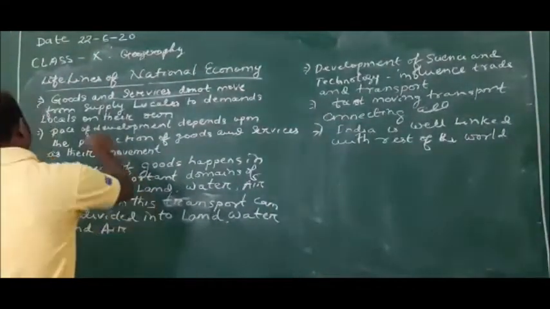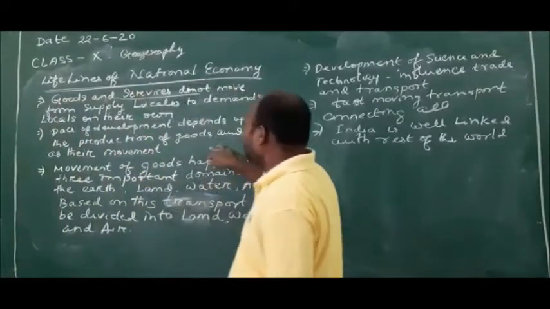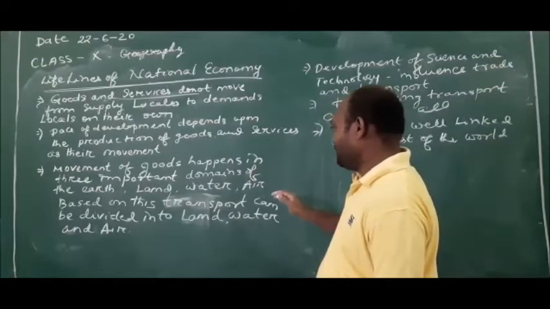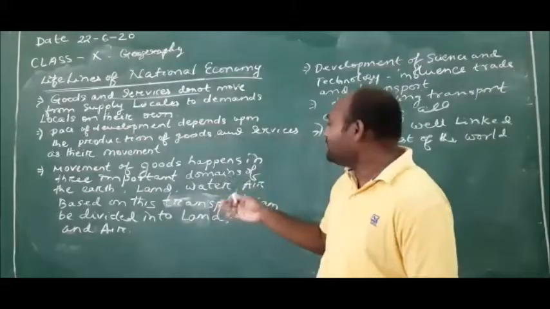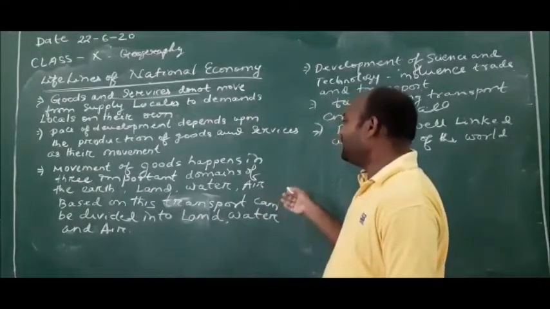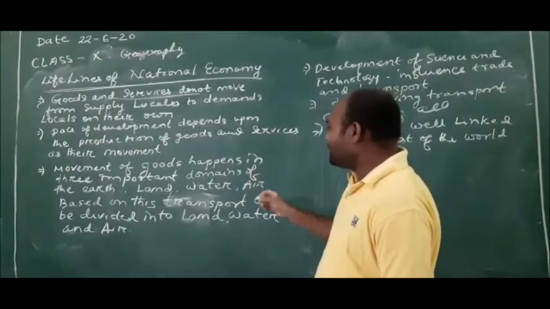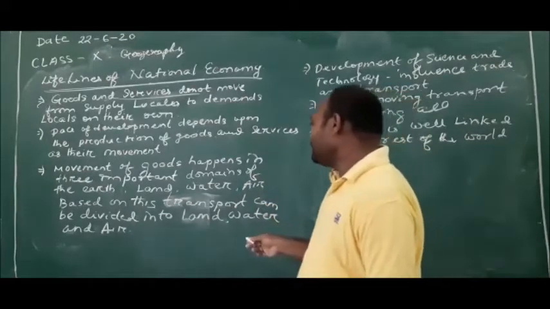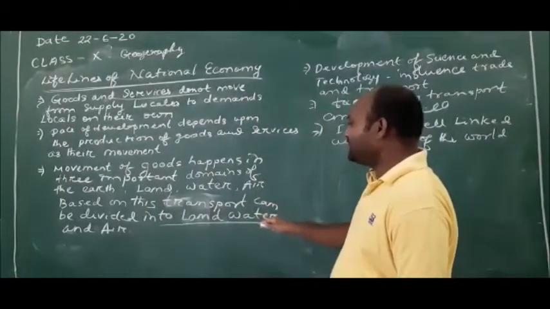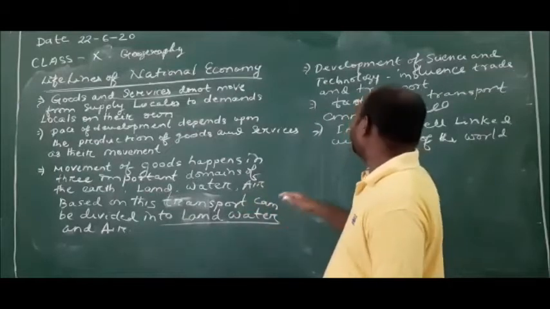So dear children, today we are looking into the chapter called lifelines of national economy, and I have already told you that transportation activities cause development in society. The movement of goods happens in three important domains of the earth: land, water and air. Based on these, transportation activities are classified into three categories: landways, waterways as well as airways.